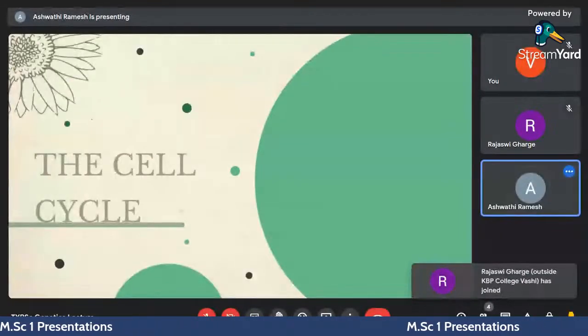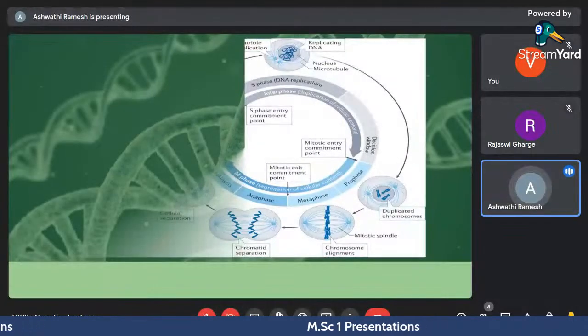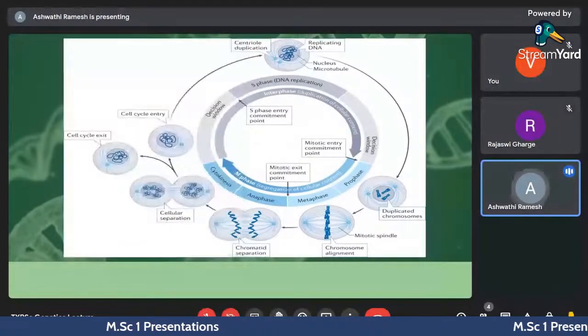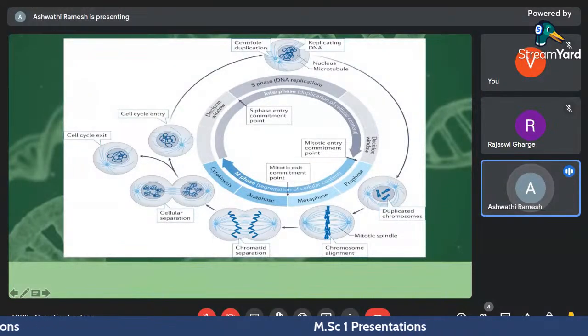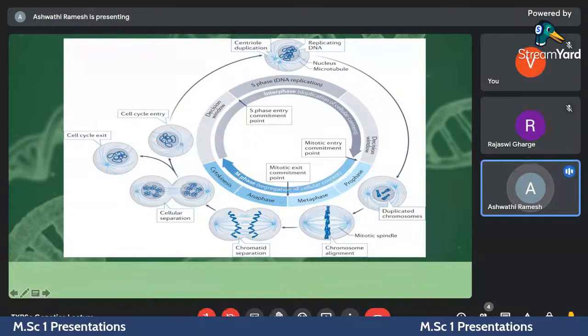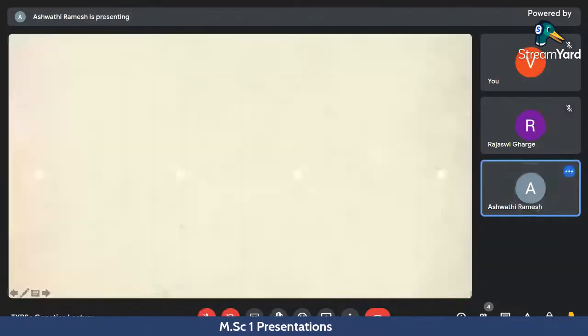Cell cycle. This is a diagrammatic representation of how a cell cycle works. From here, there is cell cycle entry, and this is the G1 phase. Then it goes to S phase, and there is G2 phase, and then there is M phase. There are four stages of the cell cycle.